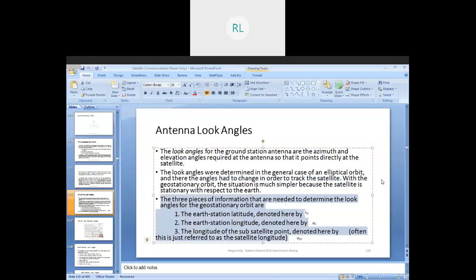The Earth station latitude, which is denoted by lambda e. phi e is your Earth station longitude. Okay, this is nothing but your latitude and longitude, which are imaginary lines that are drawn across the planet. So why is this done?